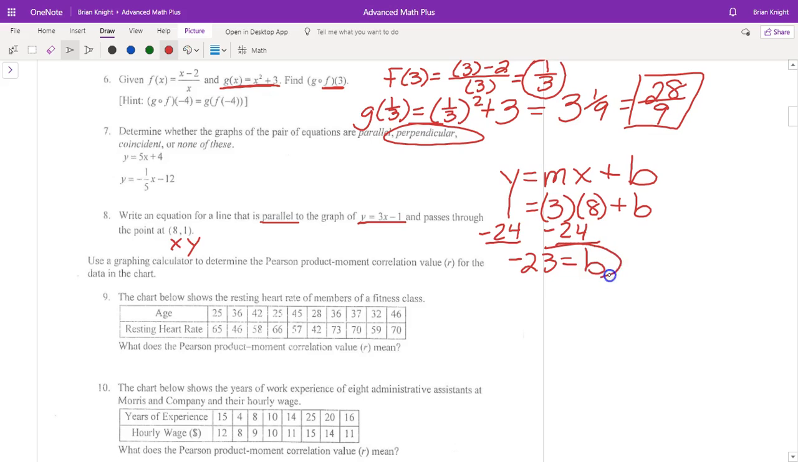So now I have my B. I have my slope. You just write the equation. Y equals 3x minus 23. There is your final answer. Okay? See, I forgot the formula, so I just started plugging numbers in.